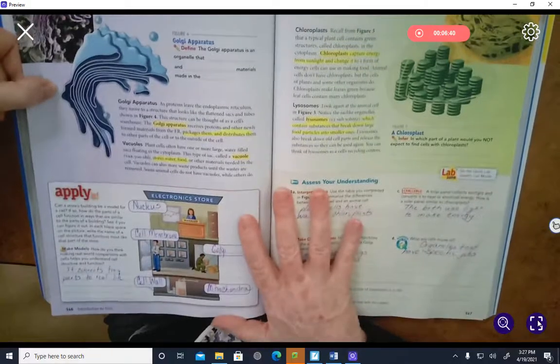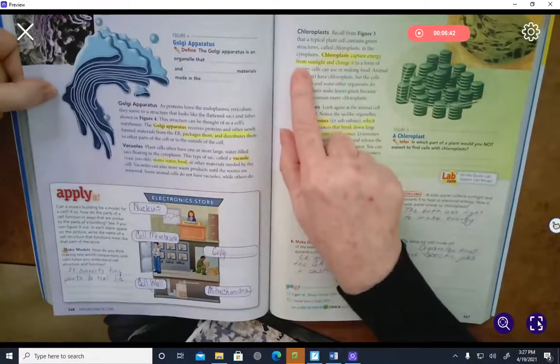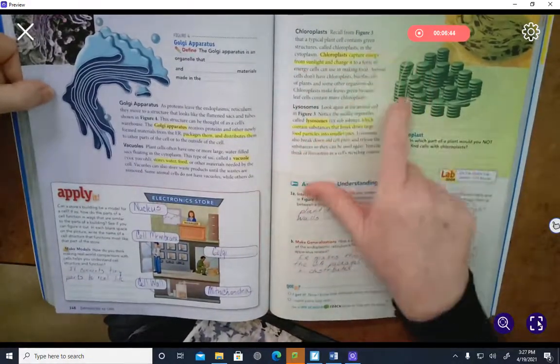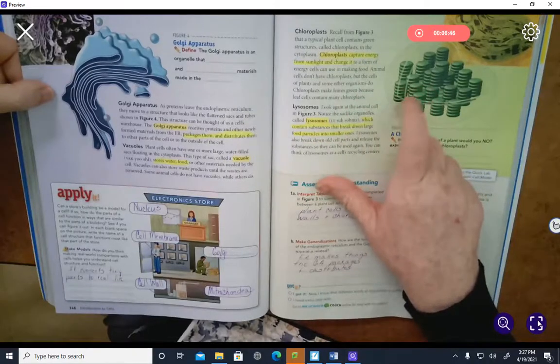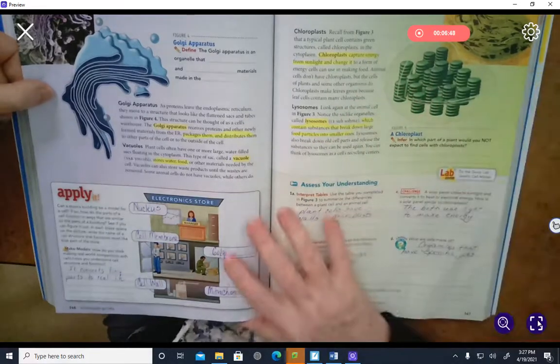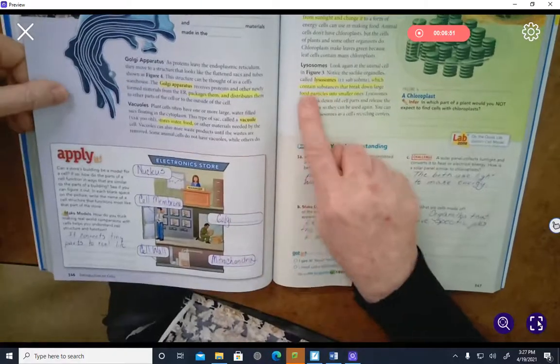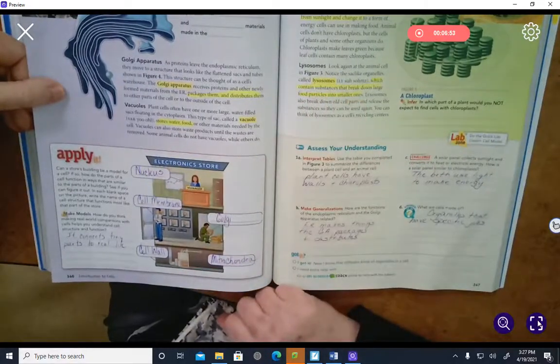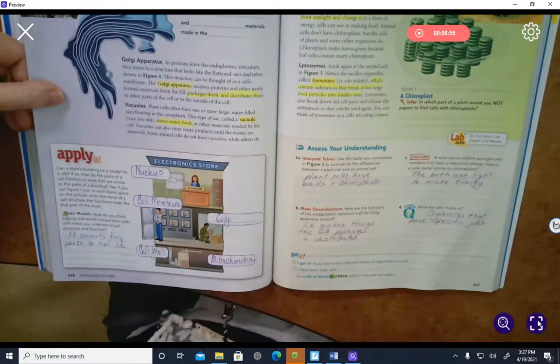Over here, chloroplasts capture the energy from sunlight. Remember, how are they doing that? That's got to be with photosynthesis. And then the lysosomes kind of break down things into smaller parts.